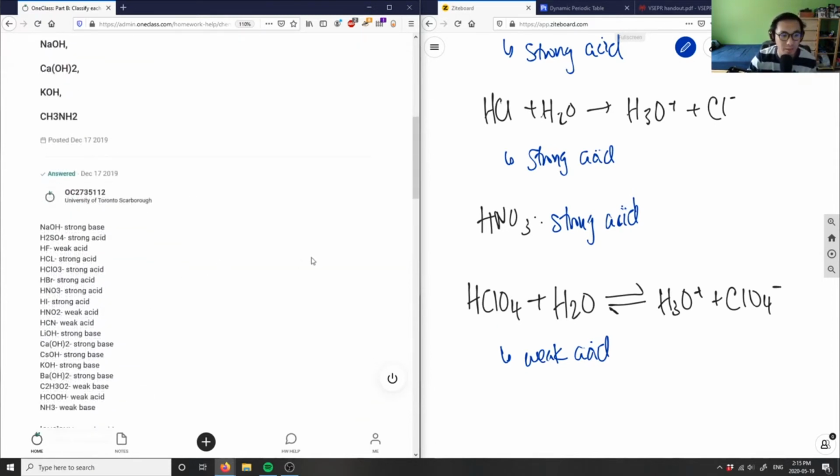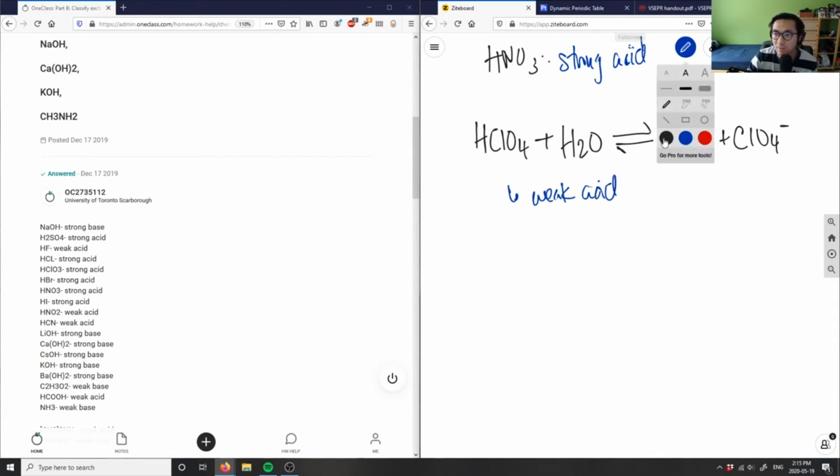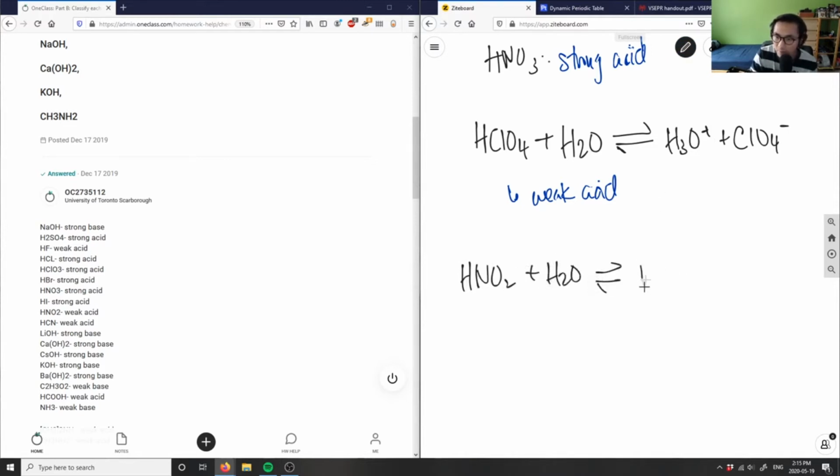HNO2 is different. HNO2 is going to be a weak acid, and the reason is the dissociation. So I have HNO2 plus H2O in equilibrium with H3O plus and NO2 minus. This is a weak acid. Nitrous acid is a weak acid. Nitric acid is a strong acid. Nitrous acid is a weak acid, which is good, and that's what they got here.